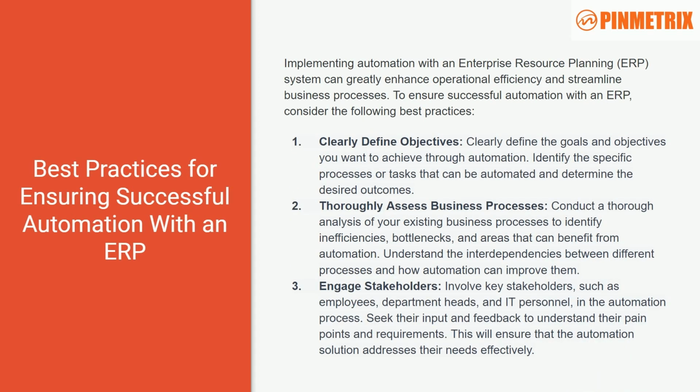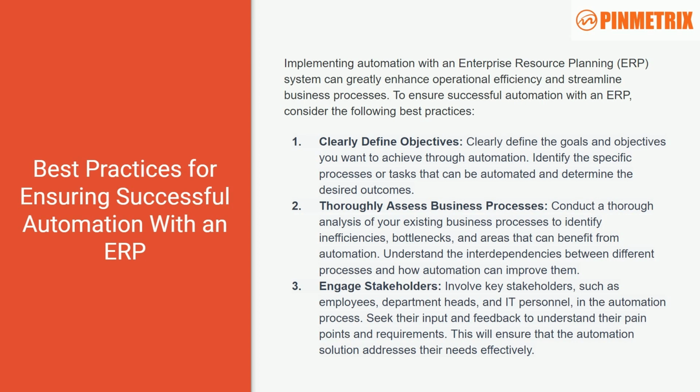So let's look at some of the best practices for ensuring a successful automation with an ERP. Before you go into an ERP, you need to make sure that you practice these things to ensure success. Implementing automation with an ERP can greatly enhance operational efficiency and streamline business processes. To ensure successful automation with this ERP, consider the following best practices. One is to clearly define objectives.